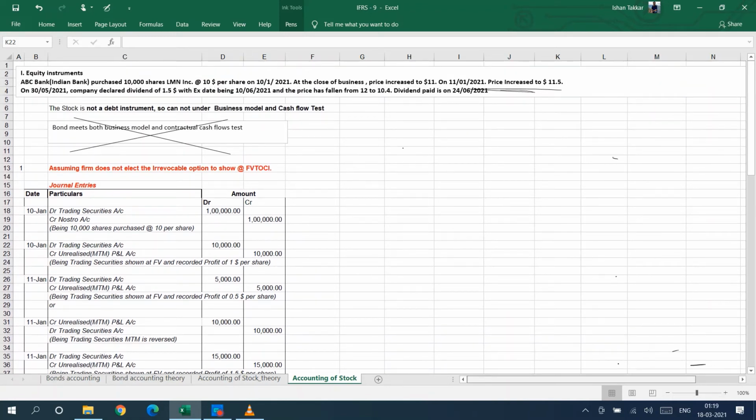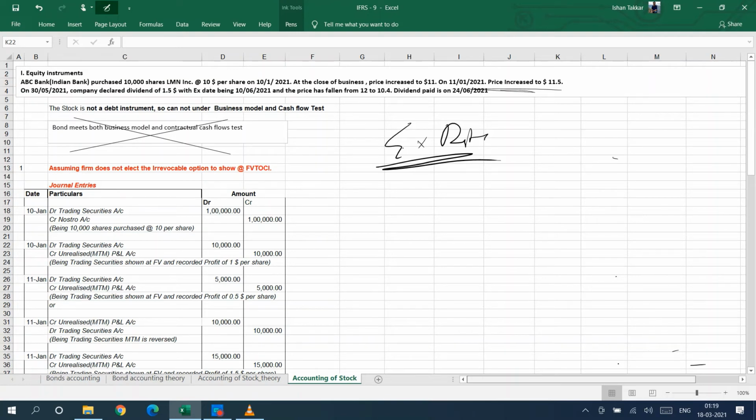X date is a date on which, if you have the share, you are entitled to receive the dividend. The company declares the X date, and on this date, if you have a share, you are entitled to receive the dividend. Even if you sold the share after that date, you will be receiving the dividend. So if you hold a share on that particular date, you will be getting the dividend. I hope it's clear.